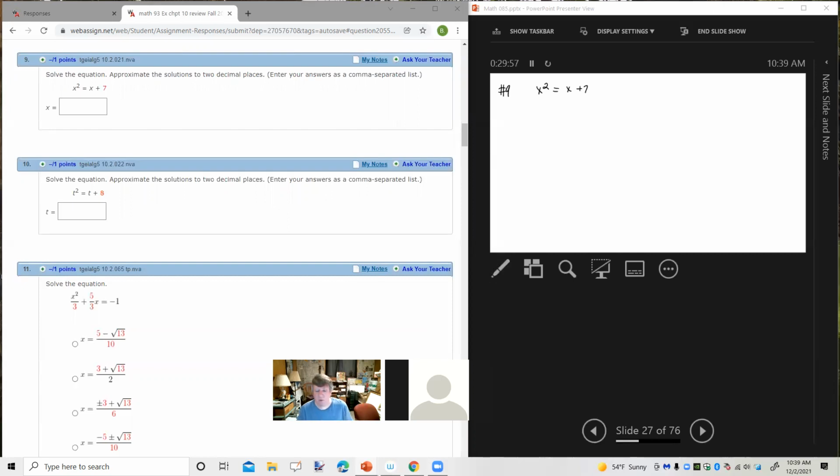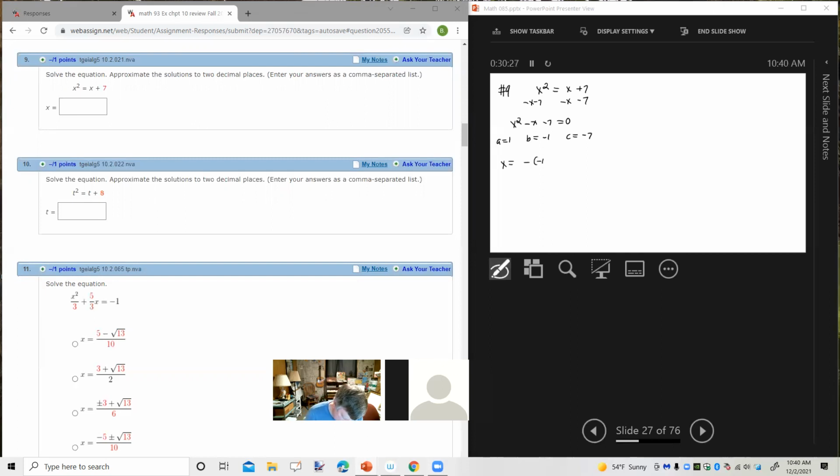I could move the x squared to the right side of the equation, but I'm going to move everything over to the left side because I want to have my leading coefficient, that is a, to be a positive number. Just makes it easier to deal with. So I'm going to subtract x and subtract 7 from both sides of the equation. So now I've got x squared minus x minus 7 equals 0. A is 1, B is -1, and C is -7.